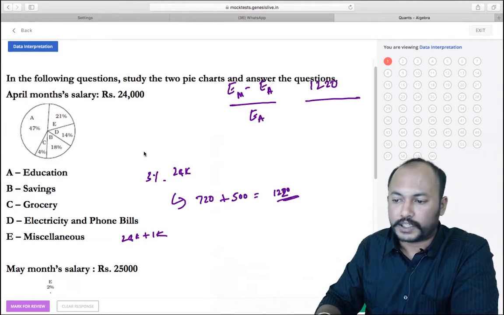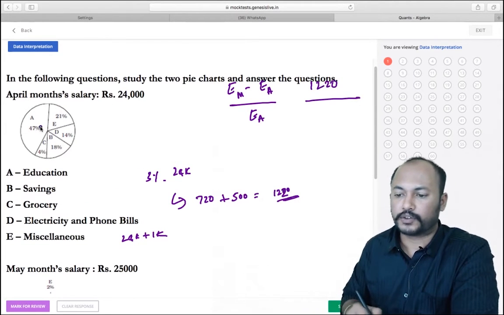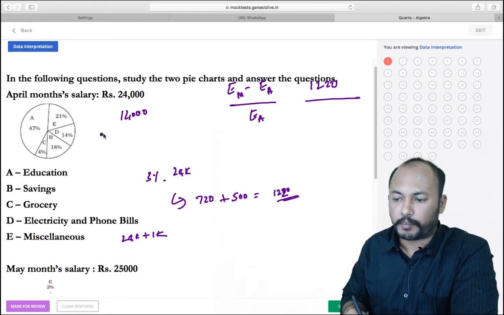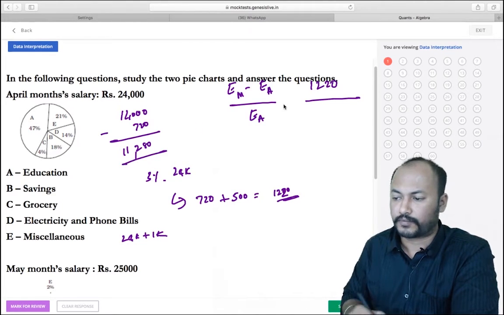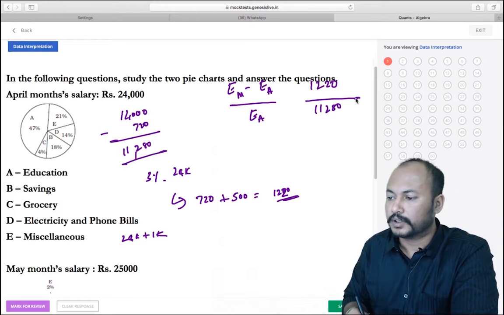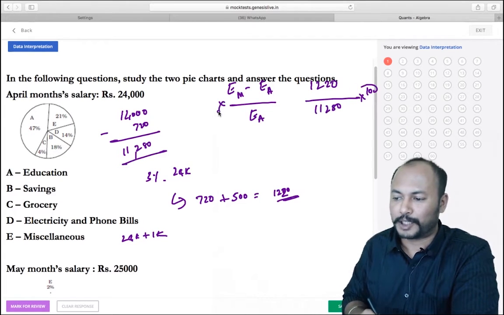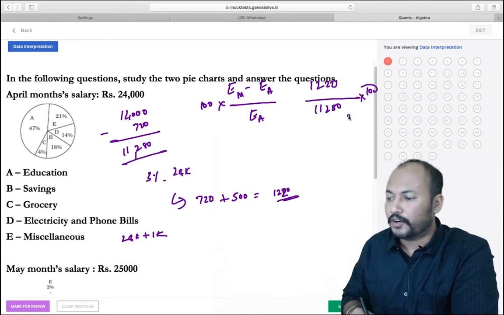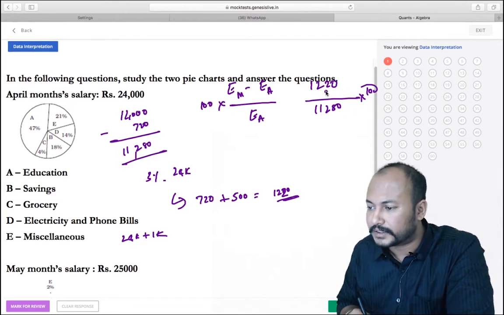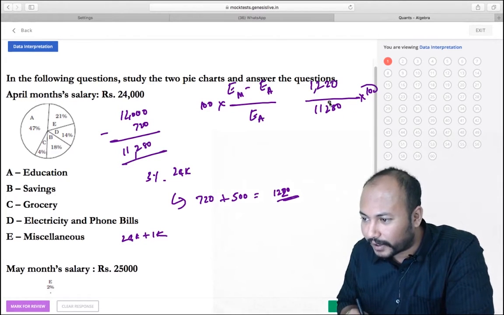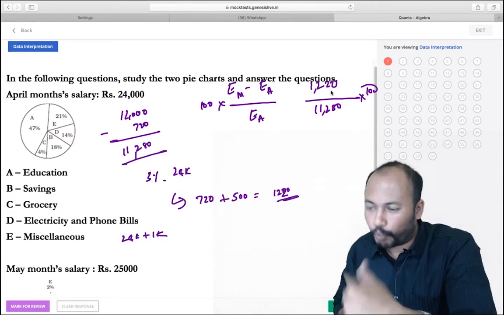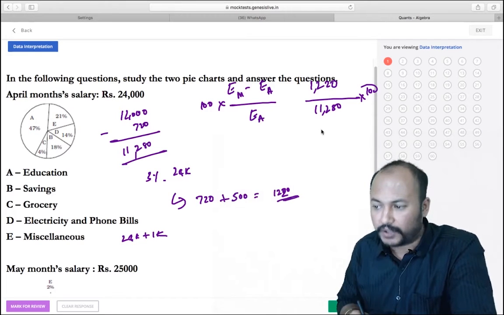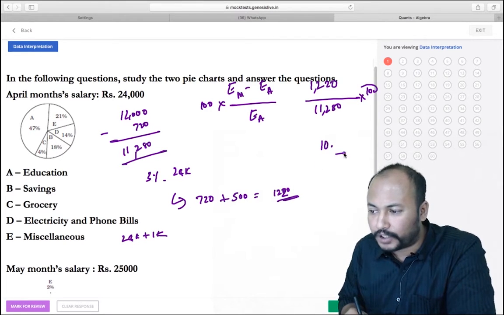Denominator is 47% of this value. So 50% of this value is 12,000, minus 3%, which is 720, we have already calculated this. So this is going to be 11,280. So 11,280 multiplied by 100. Of course, multiplied by 100 in order to calculate the percentage. Now this value in the numerator, you can see very clearly, is 1,200 and this is 11,000 something. The value is going to be more than 10. It is going to be 10 point something.